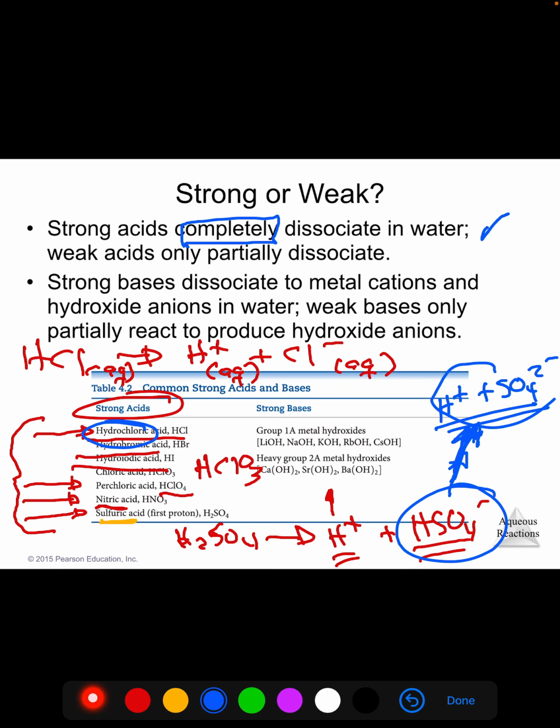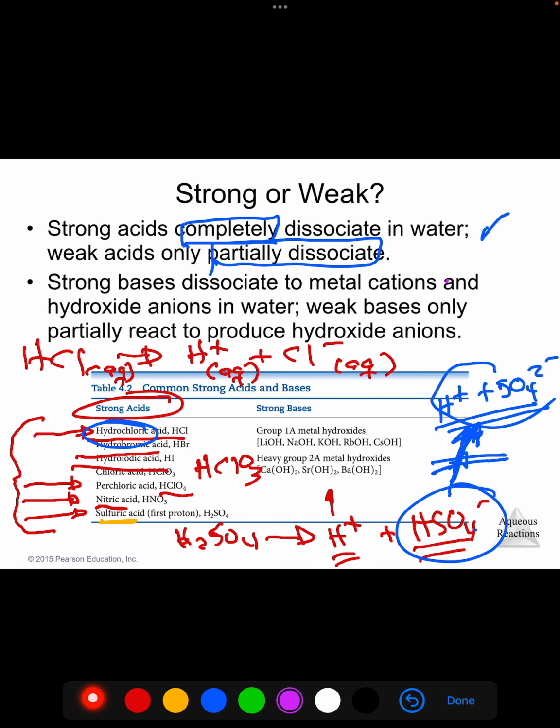Or less. 99% and 1%. It just depends. It also depends on what other ions are present and the concentration. There are all kinds of effects that affect this reaction here. But the point is, it doesn't dissociate completely. Just the strong acids do. The strong bases do as well.